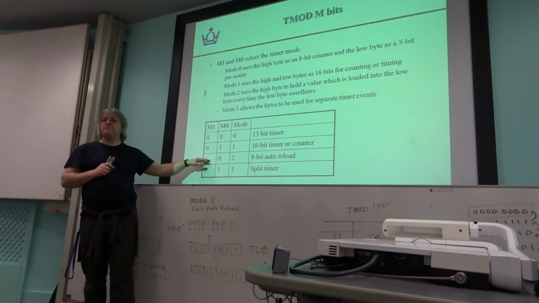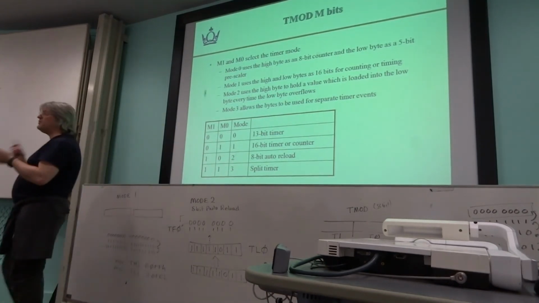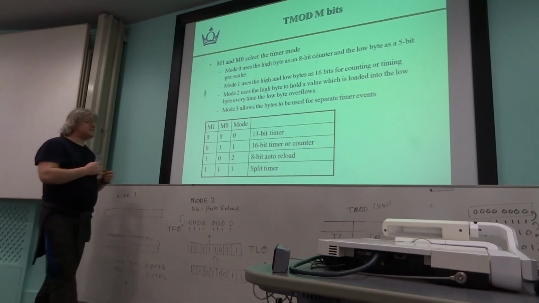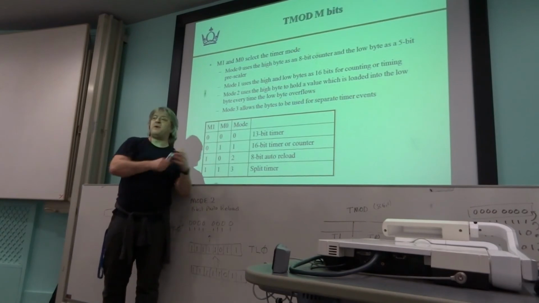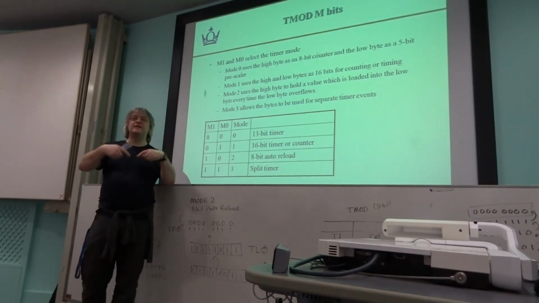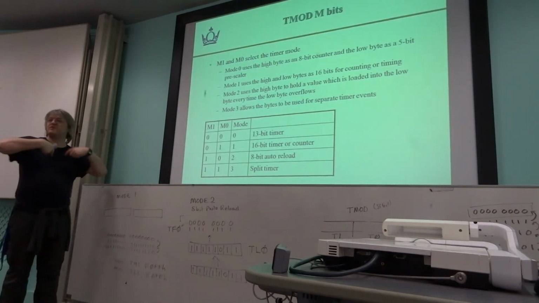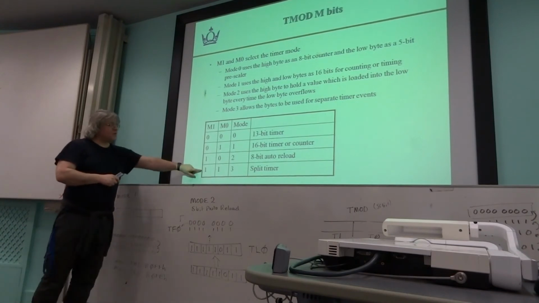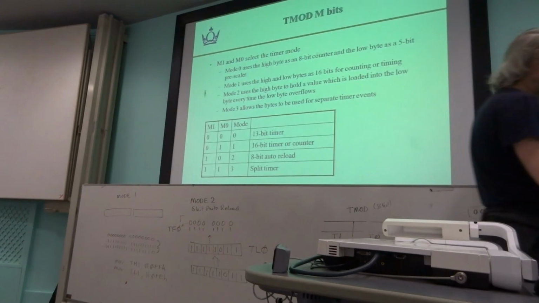Mode 2 is an 8-bit timer with auto reload, which means when it overflows, whatever's in the high byte of the timer will automatically get copied into the low byte of the timer. So you can get it to reload to a predefined value, and you don't have to write any special code to cause those reloads. And then mode 3 is we chop the 16-bit timer into 2 8-bit timers.